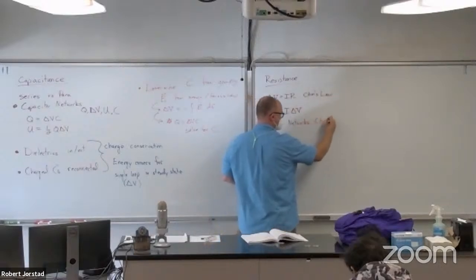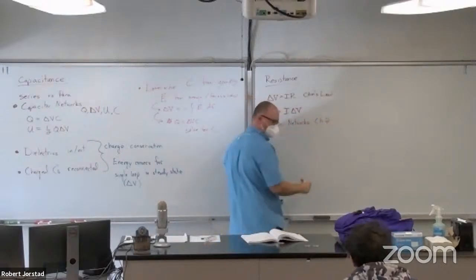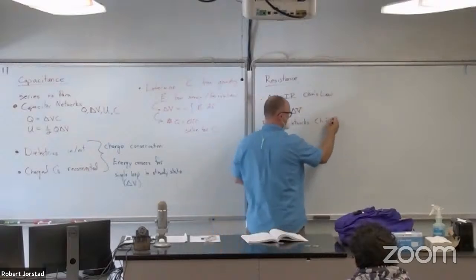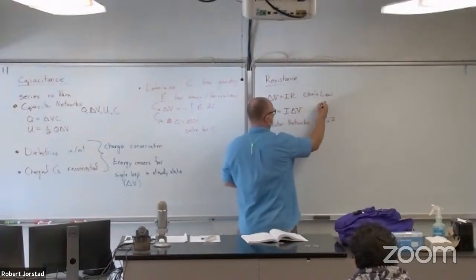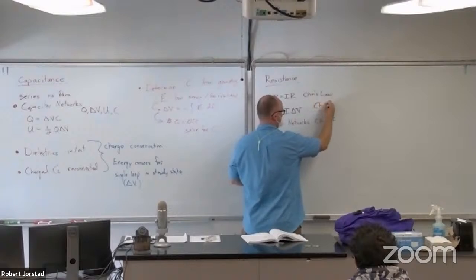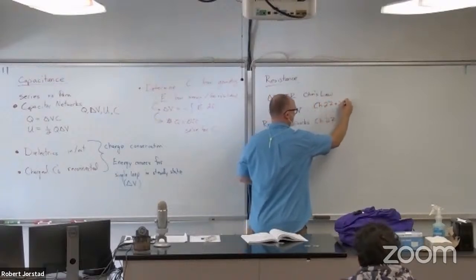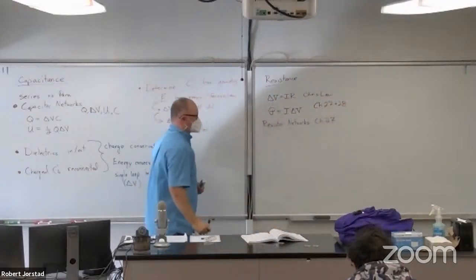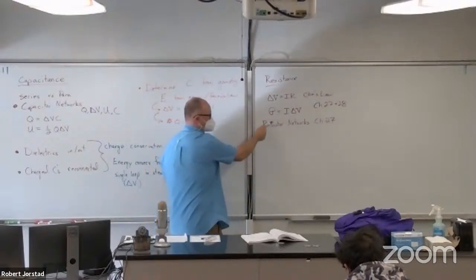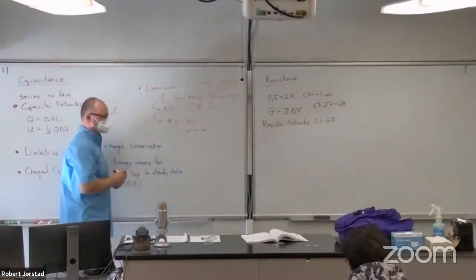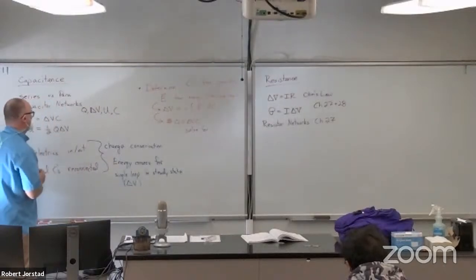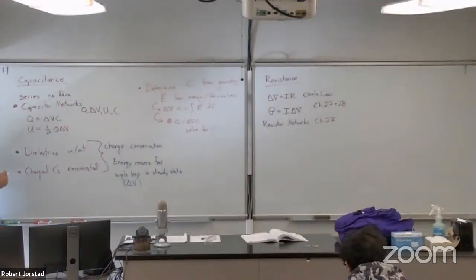So that's going to be chapter 20. What chapter are we in now? 6? So this is the next chapter, chapter 27. These guys are discussed in both chapter 27 and 28. But resistor networks, it'll be the same type of thing. We'll try to get to that today at the very end.